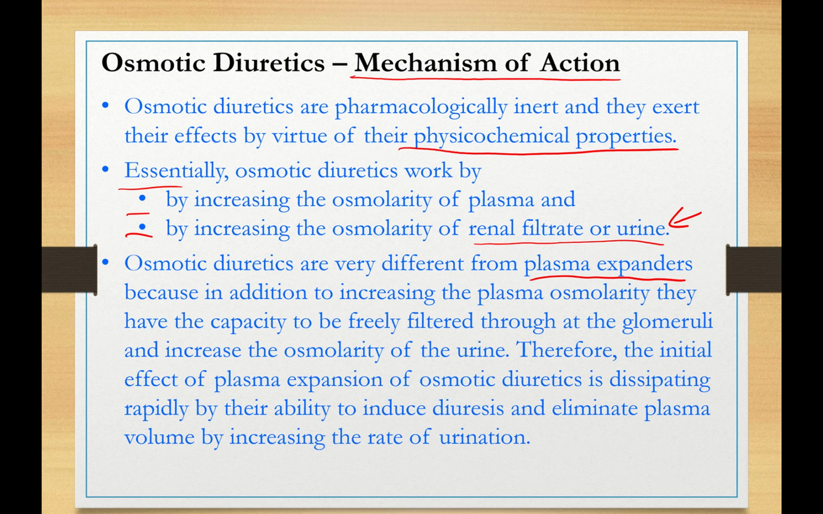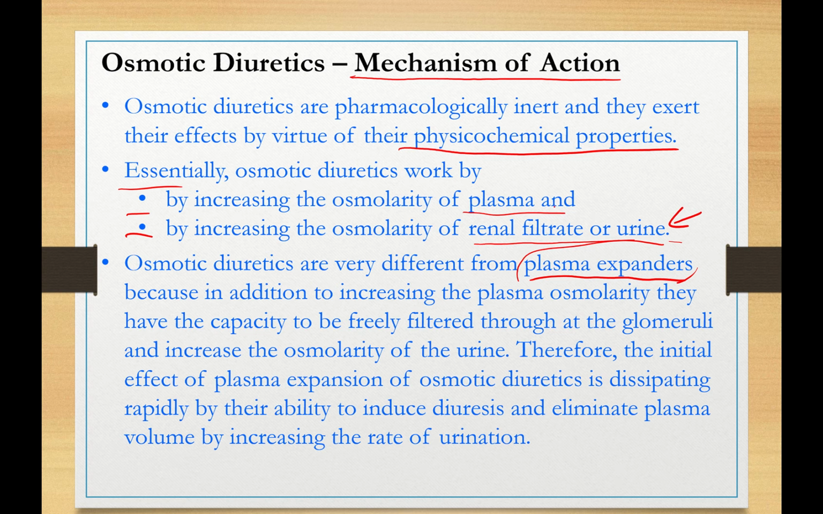If you recall from Lesson 24, plasma expanders are also polar. They are also very water soluble. So they sorb water into the plasma. But because of their high molecular weight, they cannot be filtered into the urine. They stay in the plasma and they increase the plasma volume. This is the difference between plasma expanders and osmotic diuretics.